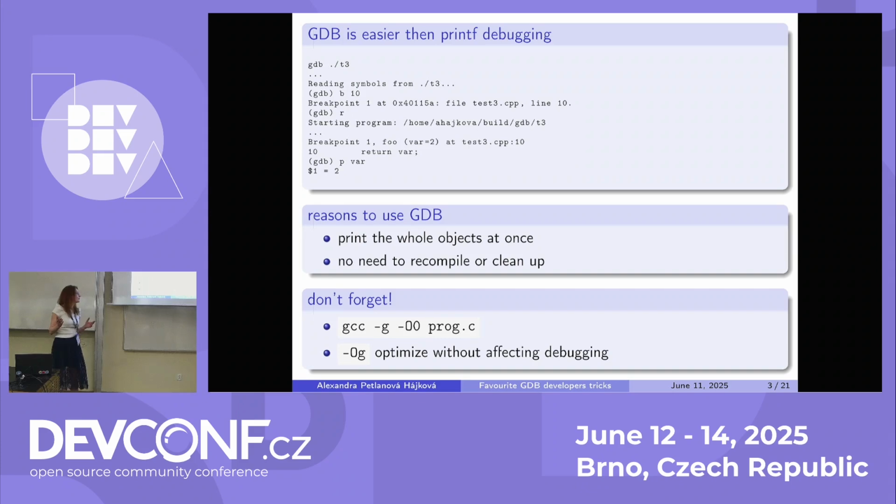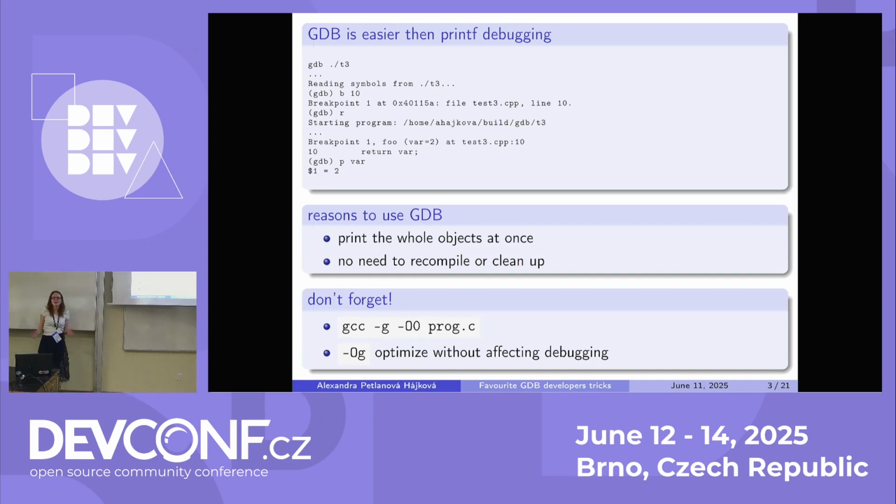The only thing you need is to compile your program with the debugging symbols, passing the -g flag to GCC. If it's some bigger project, GDB works better with optimizations disabled, so you'll just pass the -O0 flag to GCC and you can go. So your program is compiled with the debugging symbols and you'll just run it under GDB. That's all.